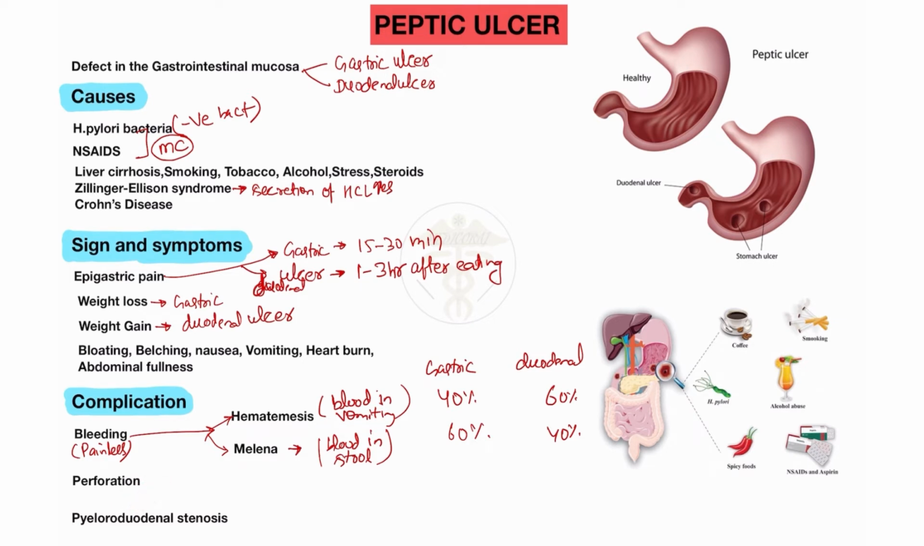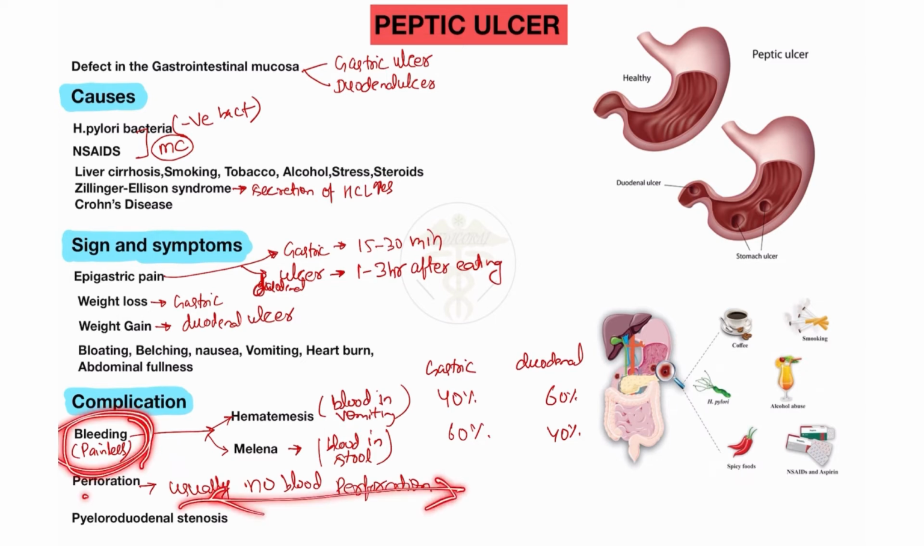Usually in perforation there is no blood loss. There is no blood loss in perforation, and bleeding is painless, but perforation has no bleeding in both gastric and duodenal types of ulcer.